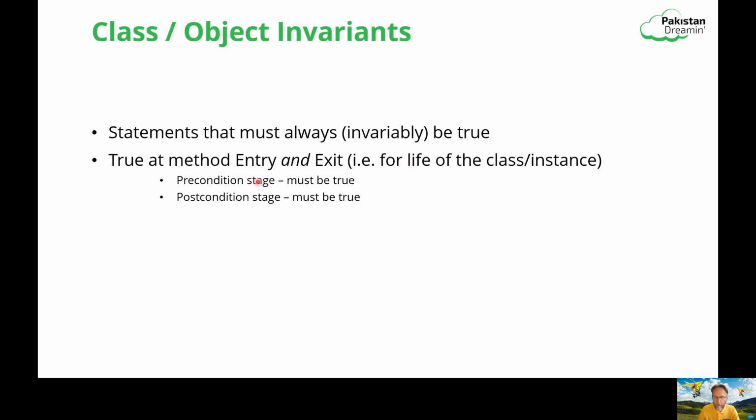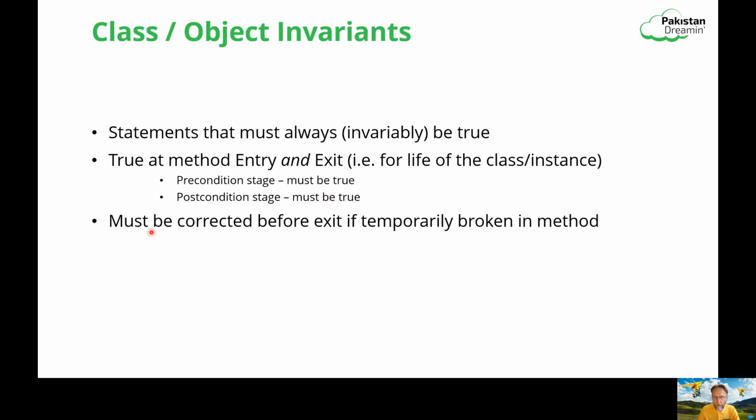So at the precondition stage, the invariant statement must be true, and at the postcondition stage, it must be true, and actually the whole way through the method, really. If the method temporarily breaks the invariant, as in the invariant statement becomes untrue somewhere within the method, it has to be corrected before exiting the method. That's what's important as part of the contract for invariants.